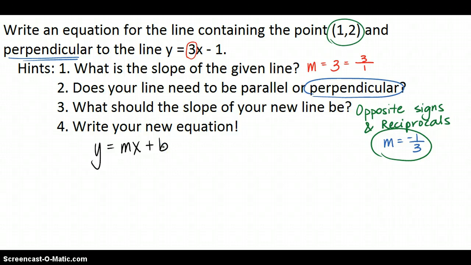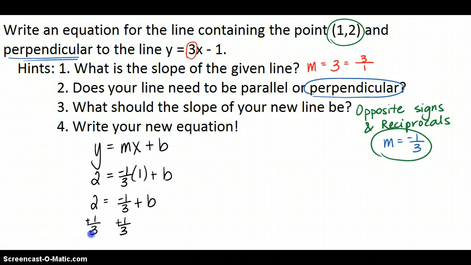I plug in my y-coordinate of the point that I'm given, which is 2, equals my slope, which is going to be negative 1/3, my x value, which is 1, and then I add b because we haven't yet figured out the y-intercept. So as we go to simplify this, we know that when you multiply a number by 1, it stays the same. So I get 2 equals negative 1/3 plus b. To move the negative 1/3 off of the right-hand side, we're going to add it to both sides. And we reach a problem that we've seen a few times now.